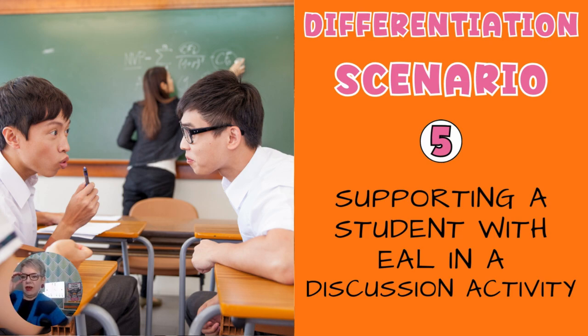Differentiation scenario 5: supporting a student with English as an additional language, EAL, in a discussion-based activity. And the challenge: a student learning English as an additional language struggles to participate in class discussions. And here are some TA differentiation strategies. Pre-teach key vocabulary. Go through tricky words beforehand so they feel more confident. Use visuals and gestures: picture cues, acting out words, and pointing help comprehension.